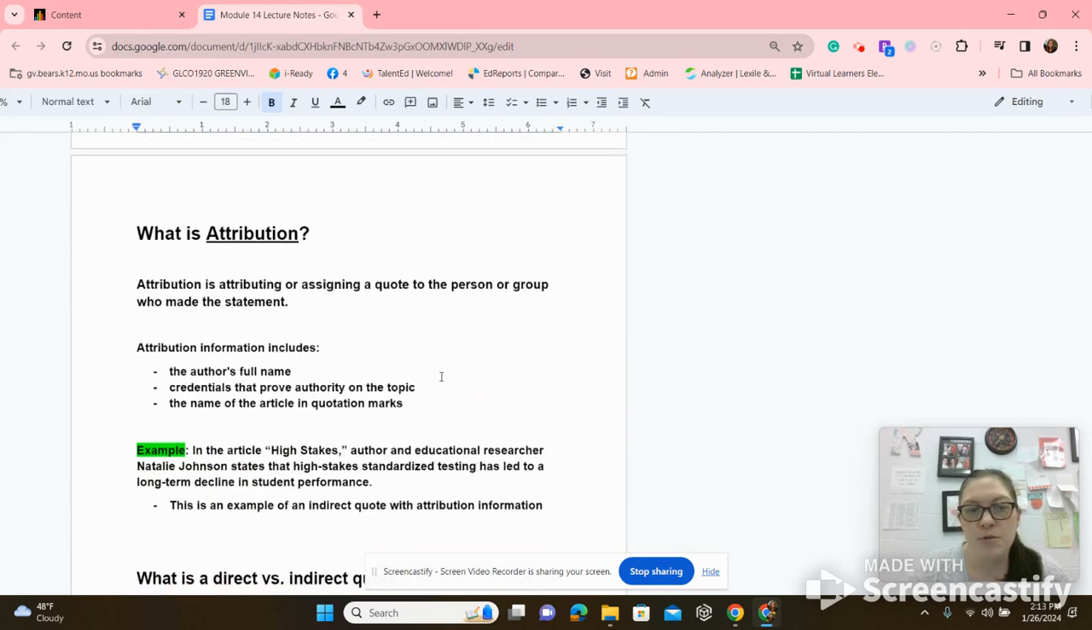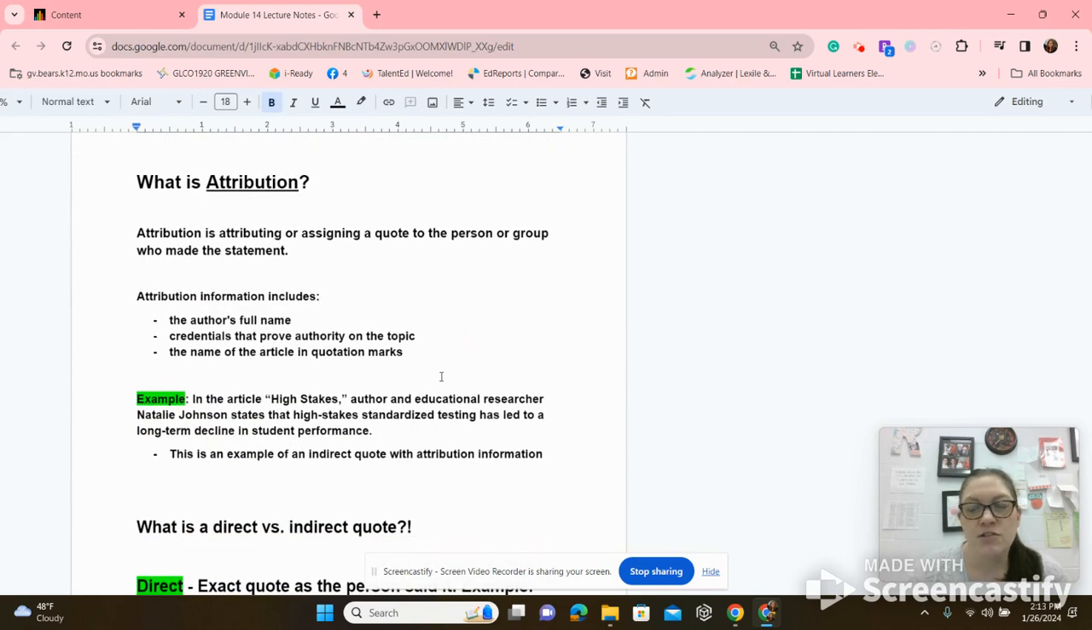I'm talking about attribution this week. Attribution is just giving credit to the person who you're quoting. So attribution is attributing or assigning a quote to a person or group who made the statement. Attribution information includes the author's full name, the credentials that prove that they are an authority on the topic, and the name of the article in quotation marks. I include an example of this.